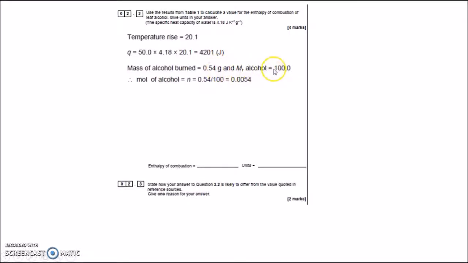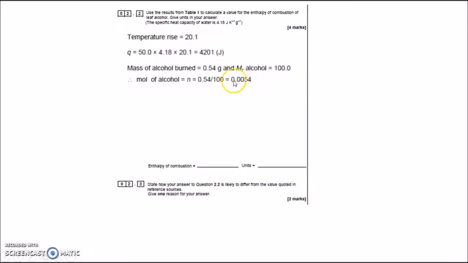Why would I be given mass and MR? To work out the number of moles. Moles of alcohol is 0.54 grams divided by the MR 100. I've got 0.0054 moles. So let's just have a look what we've got. We've got 0.0054 moles of alcohol releases 4,201 joules of energy. I need to know how many joules of energy would be released if I had 1 mole, not this small amount here, but 1 mole.